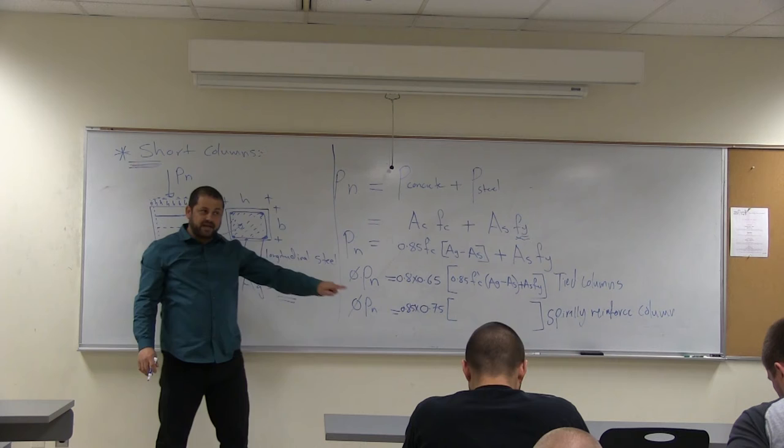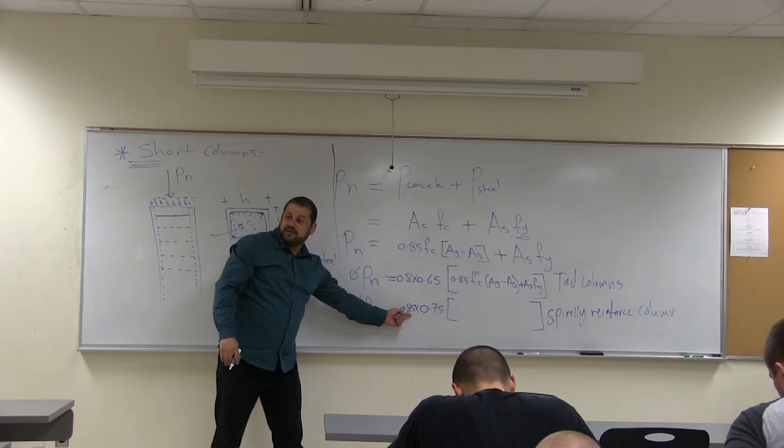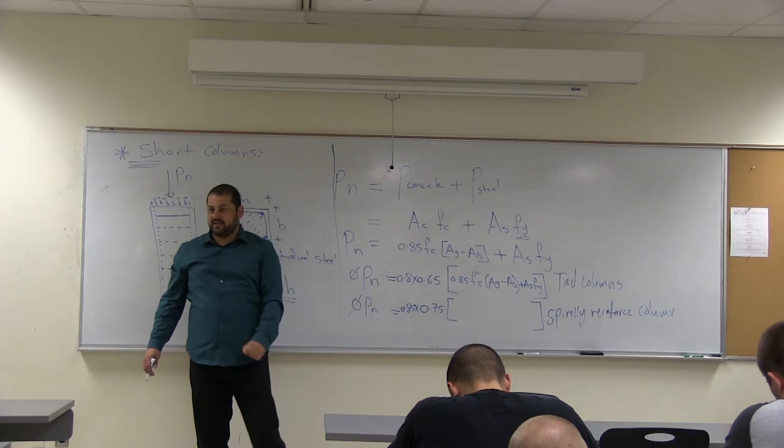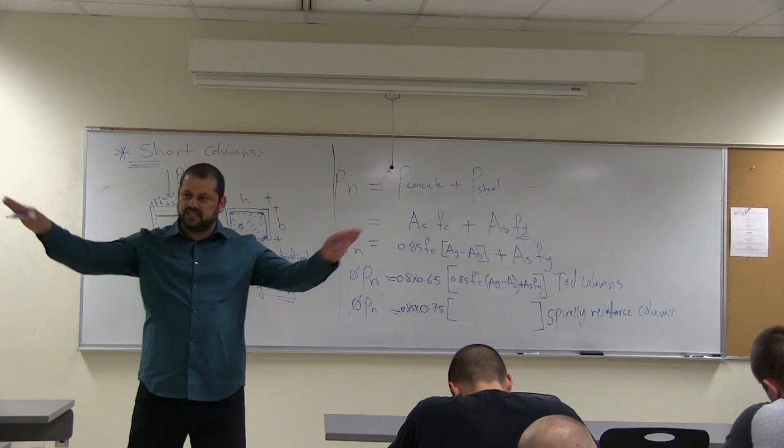So they multiply it by a factor. What's this factor for? The 0.8 and the 0.85 are for accidental eccentricity. And those are the strength reduction factor. This is the phi factor and this is the phi factor for that, but these are for accidental eccentricity. So when you design a column that you assume pure axial loading, sleep all your night, because there is a factor, take care into that.